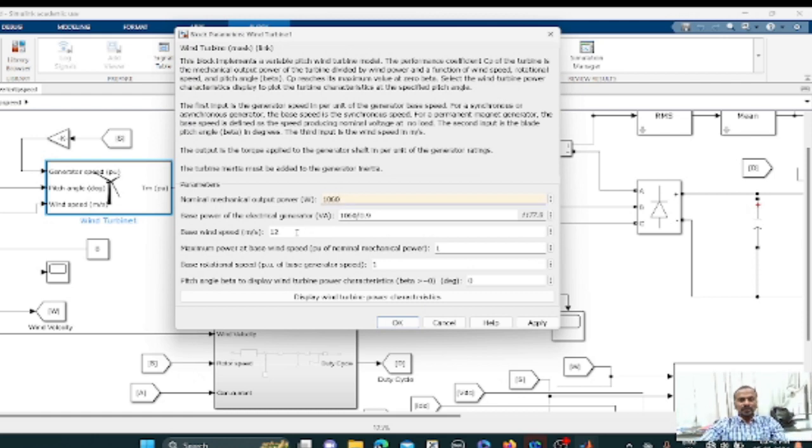for the 1060 kilowatts, here I have used a power factor of 0.9, therefore it is written as 1060 divided by 0.9, and the base wind speed is 12 meters per second. The maximum speed and base rotational speed, everything I have already explained in the previous video also.